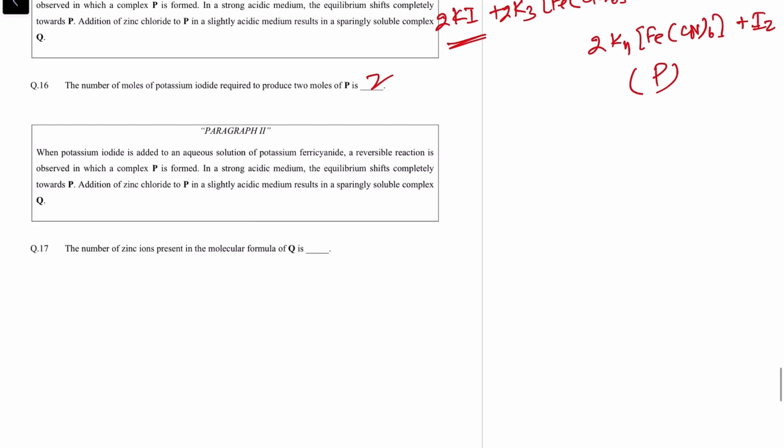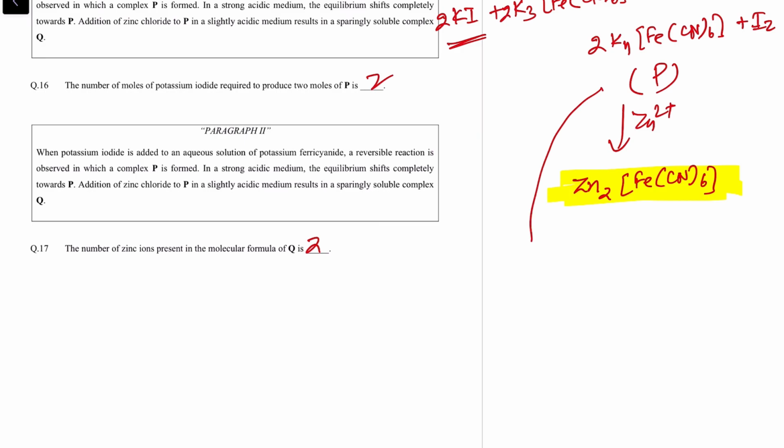Now when P is reacted with zinc ions, an ion exchange happens, zinc exchanges potassium. So you could either get this due to the polarizing nature of zinc. This compound is sparingly soluble in water. So the number of zinc ions present in the molecular formula of Q is 2. Now there is another product possible by the reaction of zinc ion with P, which is K2Zn3[Fe(CN)6]2. Okay, so the answer to this question could also be 3. Let's wait for the JEE answer key to come out. What answer have they selected as the correct one?